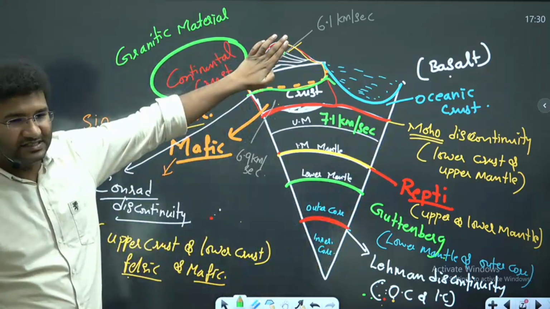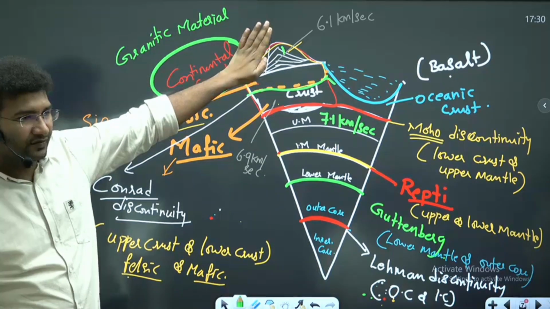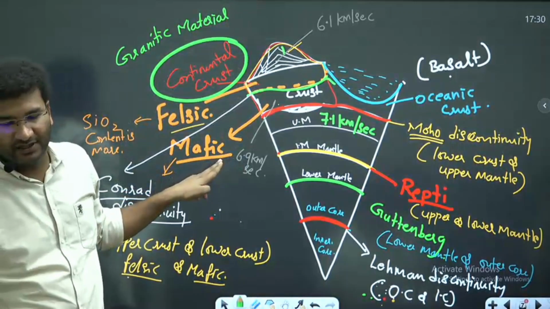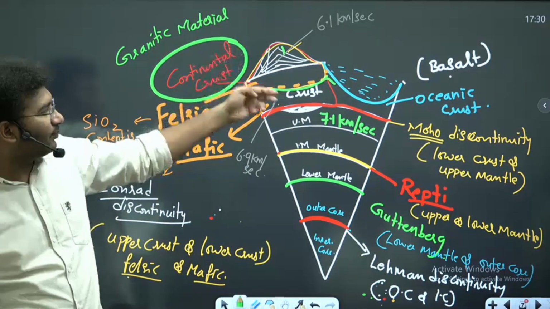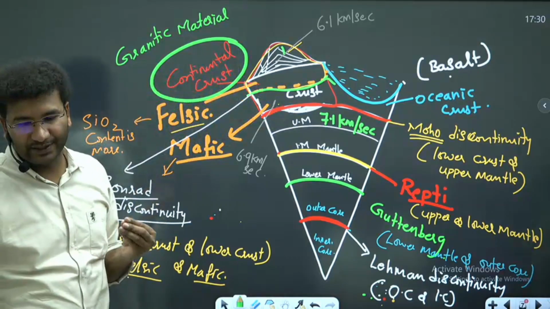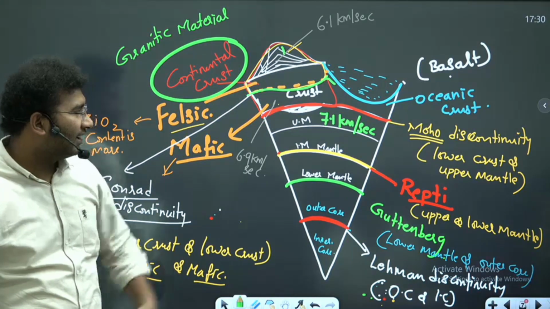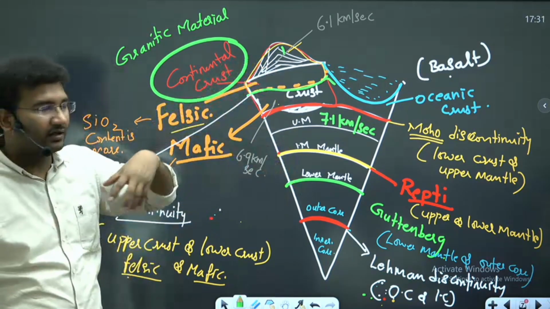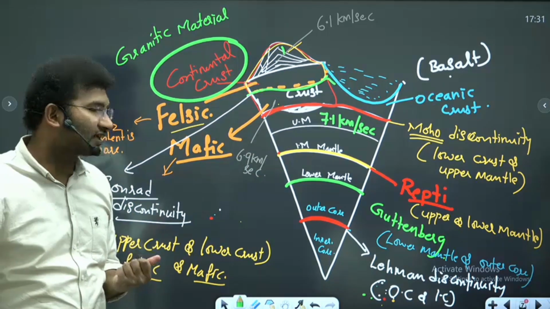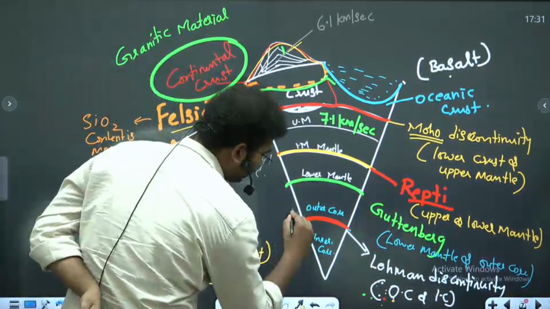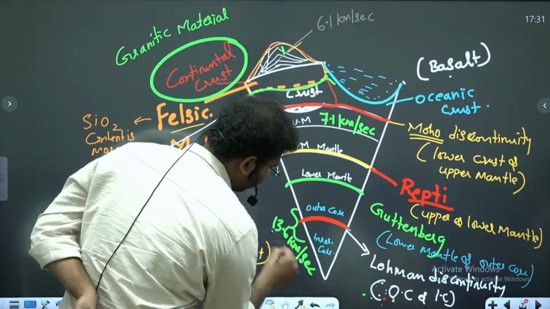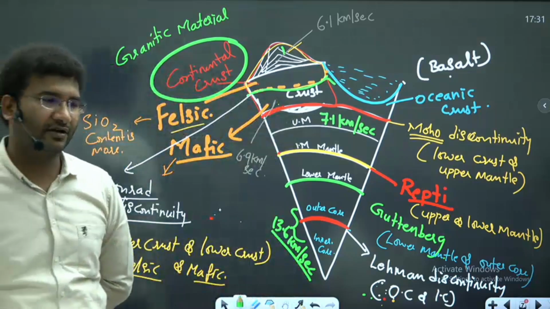6.1 kilometers per second, this is the speed of the P waves which are moving in the upper crust. As soon as they came to the lower crust, it is 6.9 kilometers per second. Now when it came into the mantle, that is 7.1 to 7.9. As soon as you go a little down, the speed has increased in the core to about 13.6 kilometers per second. With this speed, the waves are traveling in the lower end.